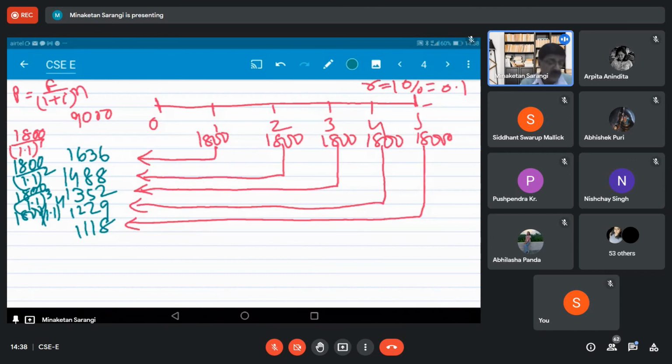So this is the present value of the future payments we are making. How much do we have to pay right now, instead of paying 1,800 over a period of 5 years? This is 1,636 plus 1,488 plus 1,352 plus 1,229 plus 1,118. How much do you have to pay? This is 6,783.